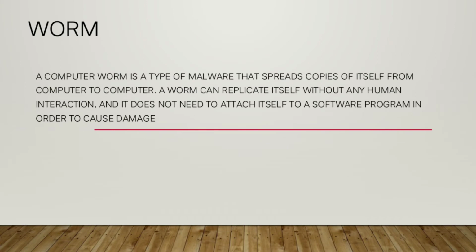Next is worm. A computer worm is a type of malware that spreads copies of itself from computer to computer. A worm can replicate itself without any human interaction, and it does not need to attach itself to a software program in order to cause damage.